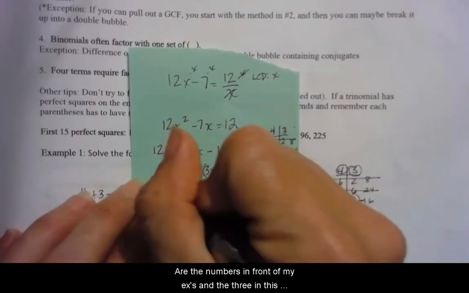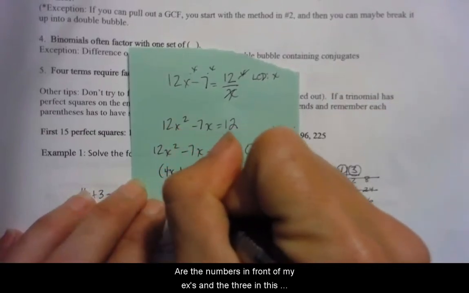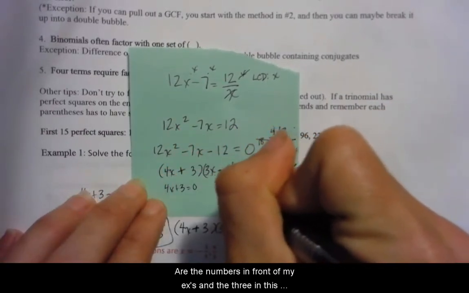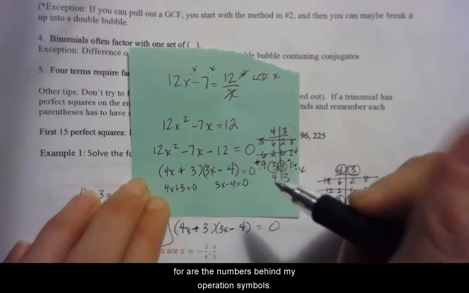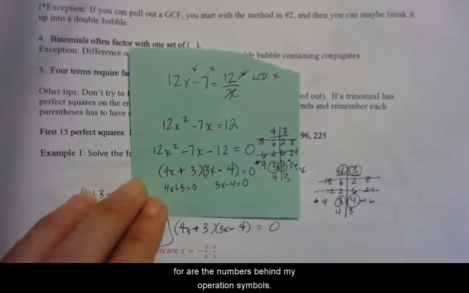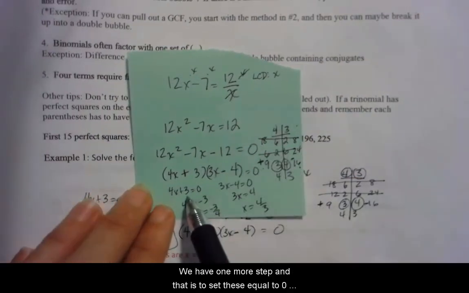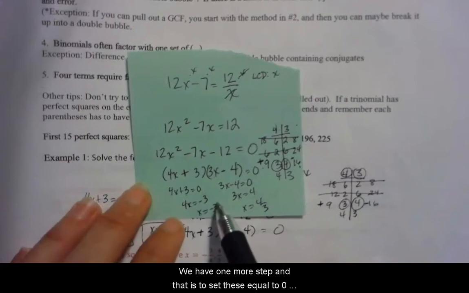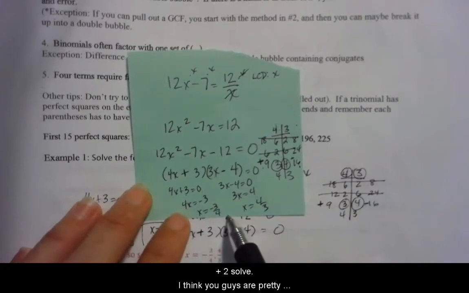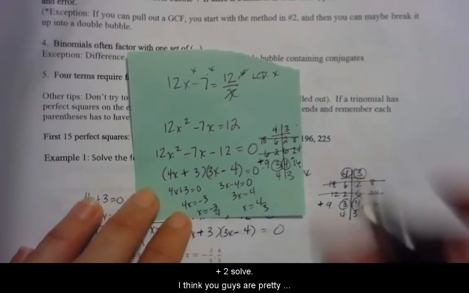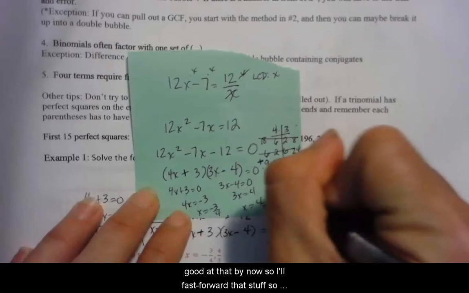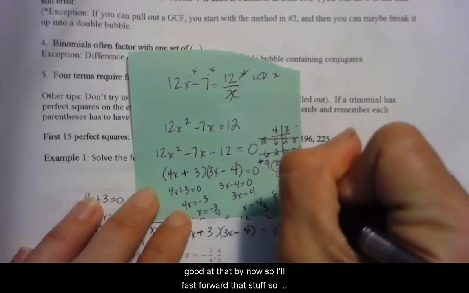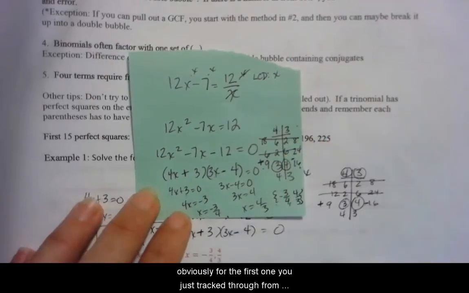We have one more step, and that is to set these equal to 0 and to solve. I think you guys are pretty good at that by now, so I'll fast forward that step. So obviously for the first one, you just subtract 3 from both sides, divide by 4, you get your one answer, and a similar way is how you get your other answer. So that would be example 1.